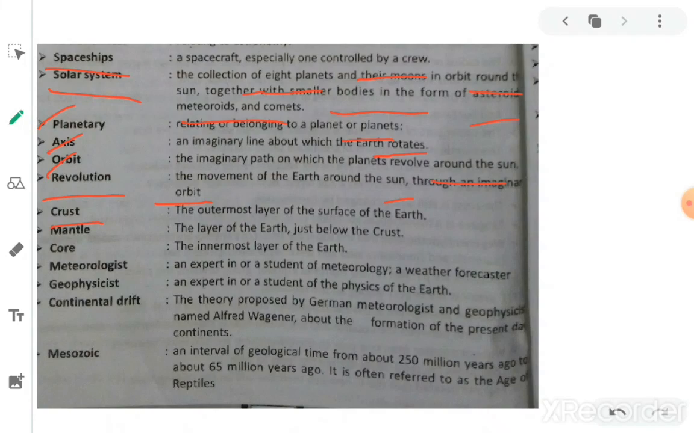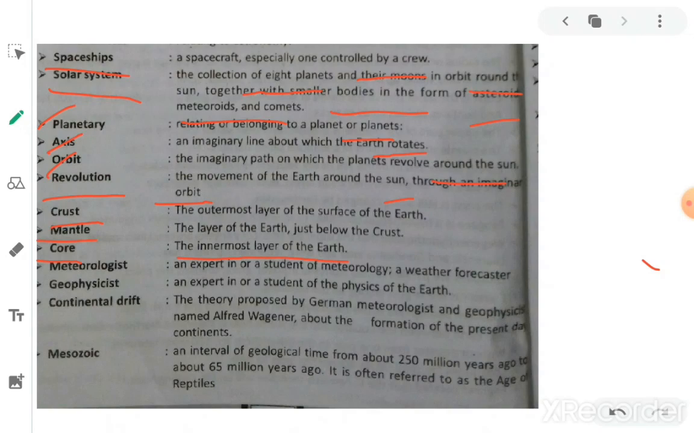Next one is crust, the outermost layer of the surface of the Earth. So Earth is divided into 3 parts: crust, mantle, and core. So this is the uppermost layer of the Earth, that is called as crust. The next one is mantle, the layer of the Earth just below the crust. So the layer which is next part down from the crust is called as mantle. And core is the innermost layer of the Earth, means the middle part of the Earth. There are some measurements up to kilometers, how many kilometers the crust is spread, how many kilometers mantle, and how many kilometers core is spread. You can learn in the coming lesson.